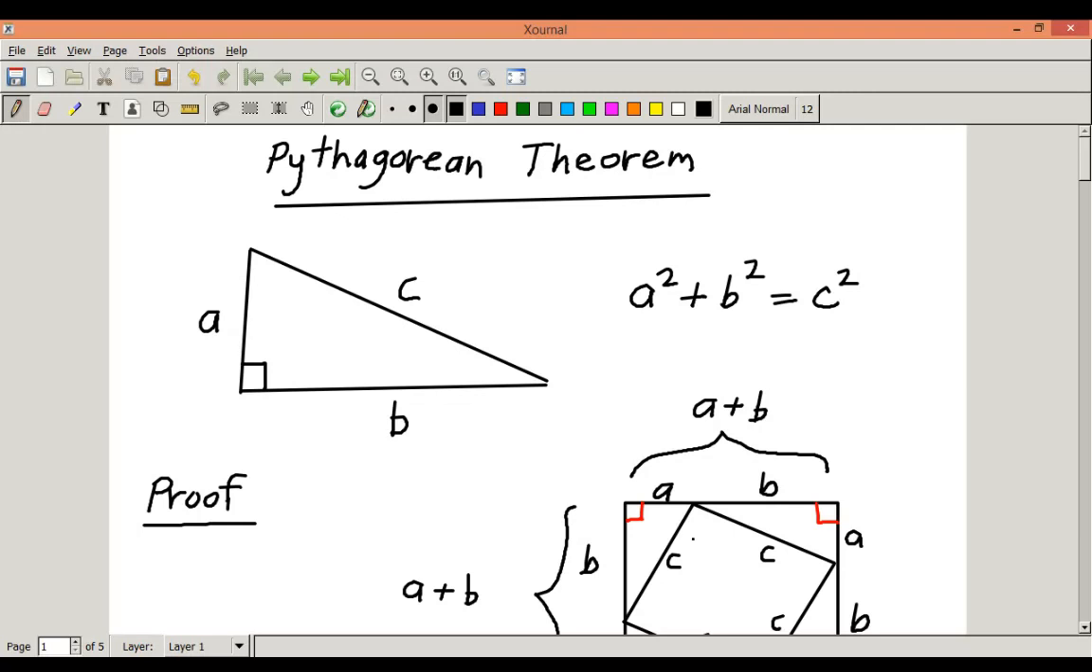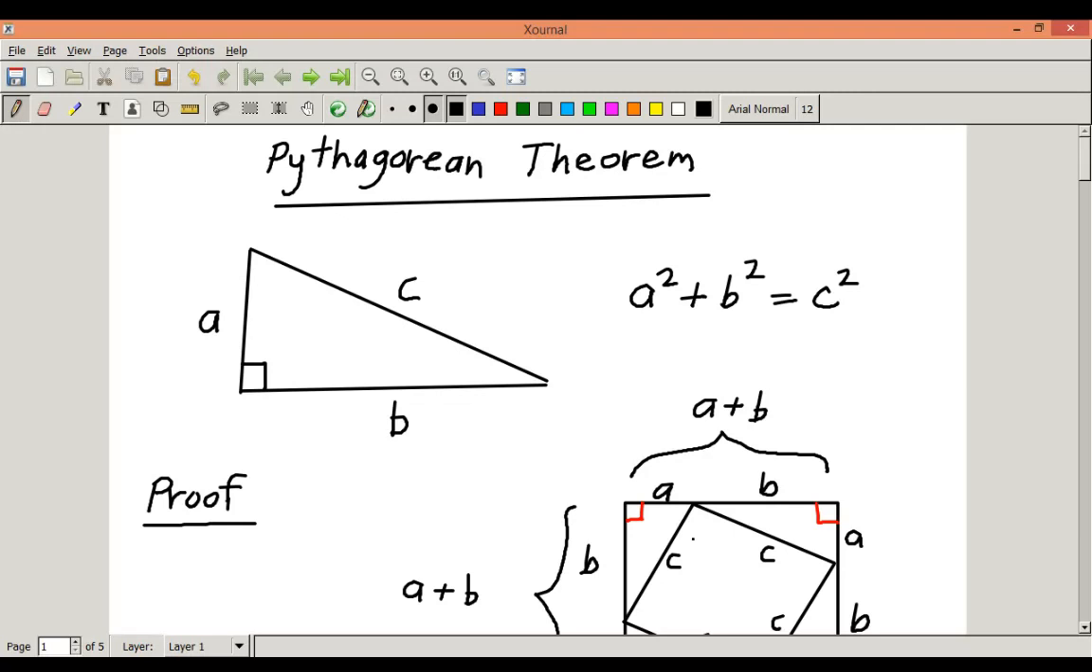Okay, Pythagorean theorem. So it deals with right triangles, only right triangles. That's it. That's the only type of triangles you have for the Pythagorean theorem. You probably know it as a squared plus b squared equals c squared, but keep in mind that's only true when a and b are the legs and c is the hypotenuse.